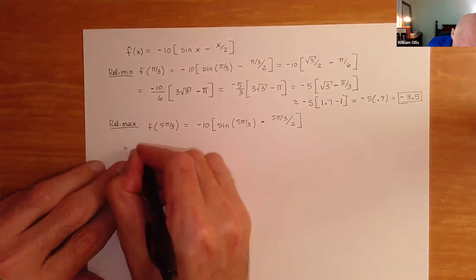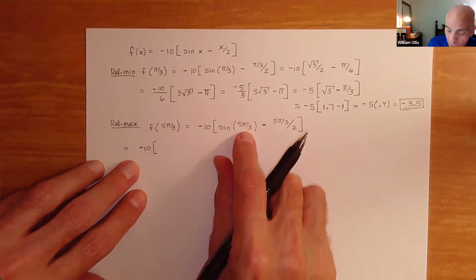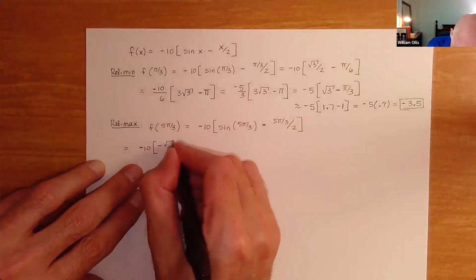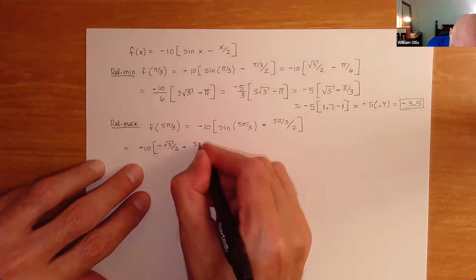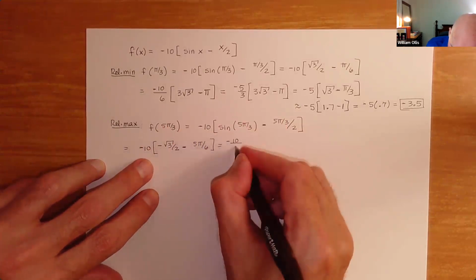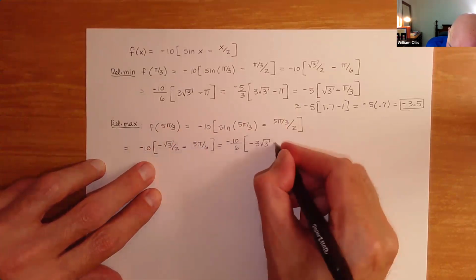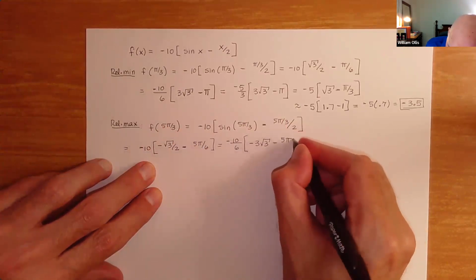So now we have a -10, but of course, we're in the fourth quadrant where the sign is negative, the reference number being pi over 3. So we get the -√3 over 2 in this particular case, -√3 over 2. And then, of course, we have minus 5 pi over 6. We'll do the same thing again. So we get -10 over 6, and we get the -3√3 minus 5 pi over 6.